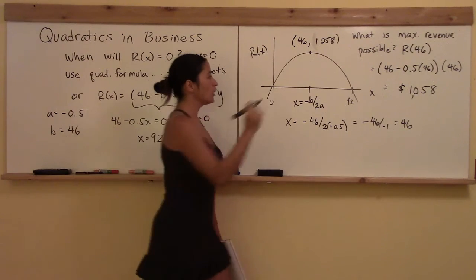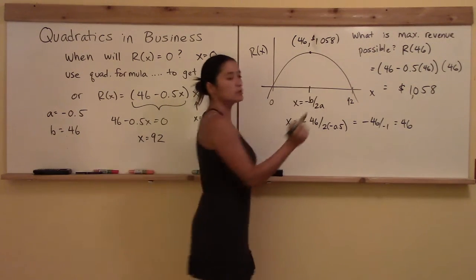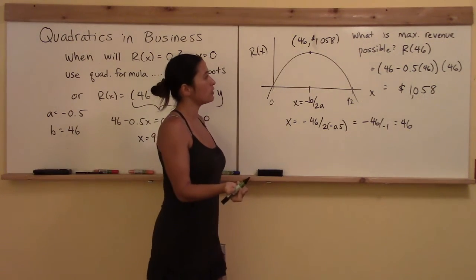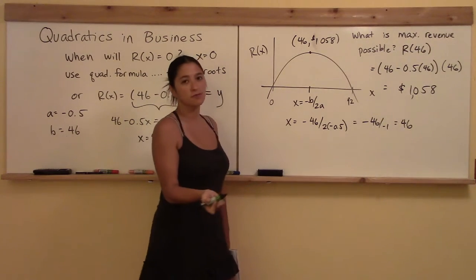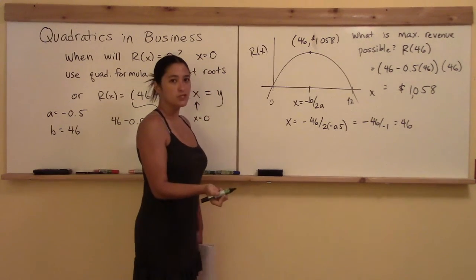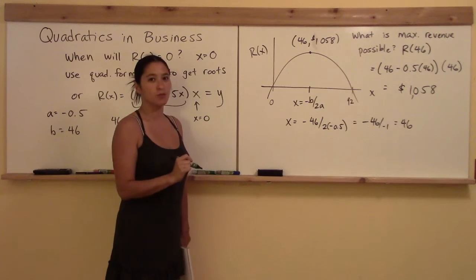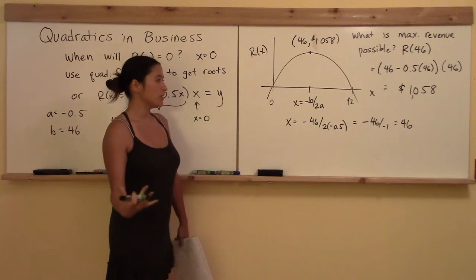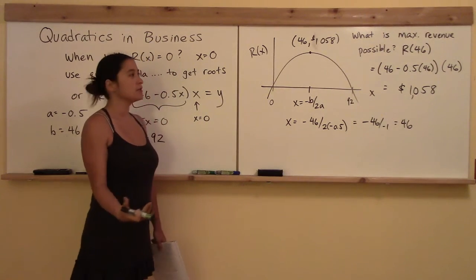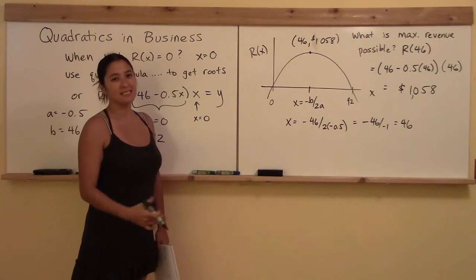Okay, so if we sell 46 items, we will obtain the maximum possible revenue off one sale of $1,058. Which is to say, is that what I should recommend to my boss that we advertise, buy 46, it's a great amount to have? No, not necessarily.